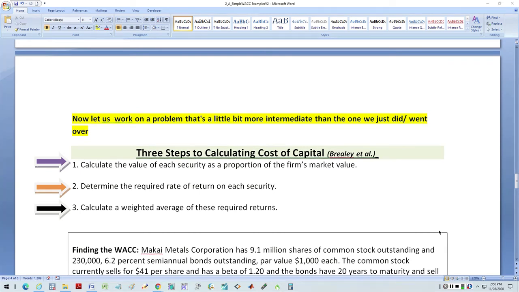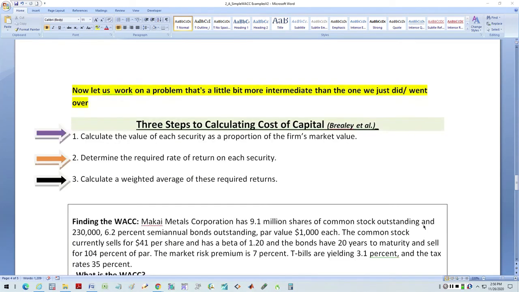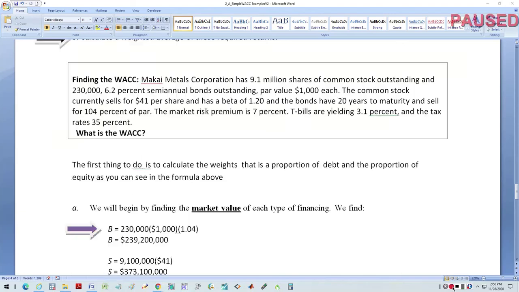Most of the WACC problems can be solved by using these three steps that I'm going to show you below. Number one, calculate the value of each security as a proportion of the firm's market value. Number two, determine the required rate of return on each security: stock, bond, or preferred stock. Number three, calculate the weighted average cost of capital. Okay, so now let's look at this example.